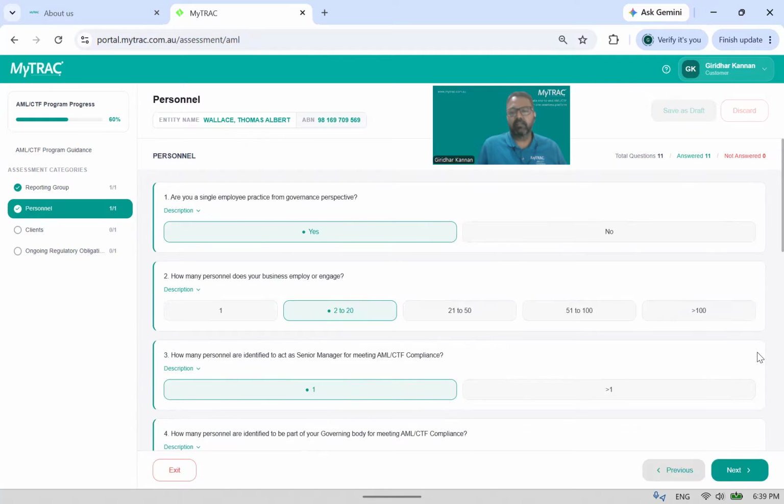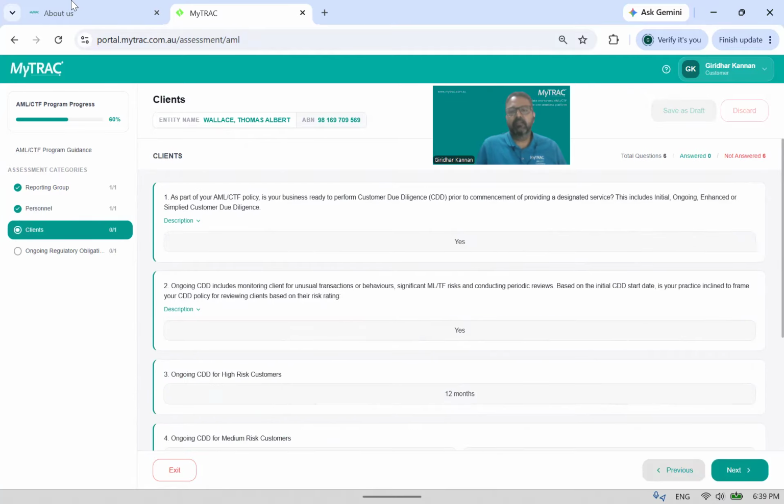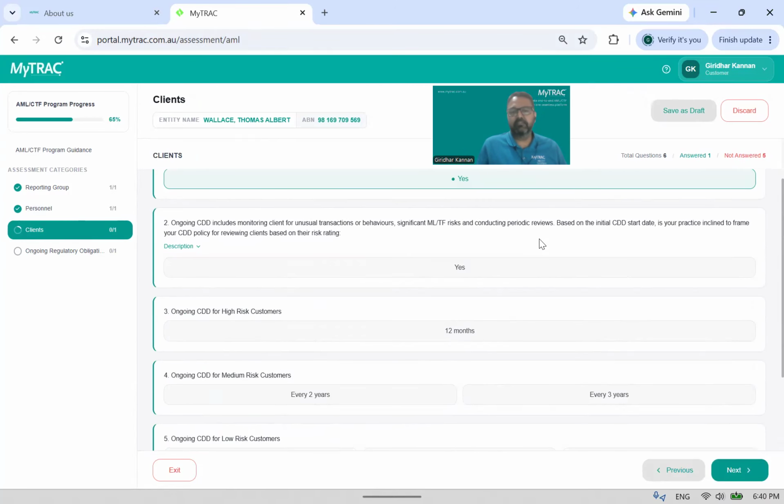Here we're talking about clients. So the first question is, as part of your policy, are you okay to do customer due diligence prior to commencement of a designated service? The answer has to be a yes, because if you don't do customer due diligence, then you're not meeting the obligations under the law. But because we have to give you a policy, we want you to be sure that you know what your obligations are. Now, other than the initial due diligence, you also have to do ongoing monitoring. So that would be a yes.